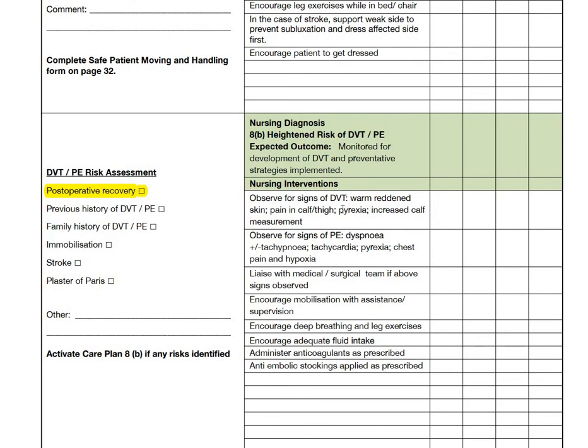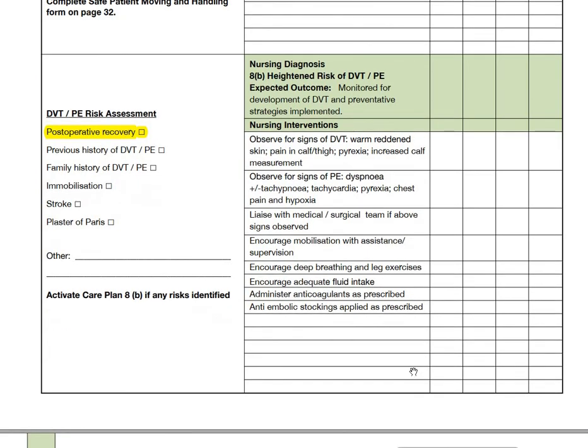Observe for signs of DVT such as warmed, reddened skin, pain in calf, thigh, pyrexia, increased calf measurement. Observe for signs of PE, dyspnea, plus or minus tachycardia, pyrexia, chest pain and hypoxia. Liaise with medical or surgical team if above signs are observed. Encourage mobilization with assistance or supervision. Encourage deep breathing and leg exercises. Encourage adequate fluid intake. Administer anticoagulants as prescribed. Anti-embolic stockings applied as prescribed.